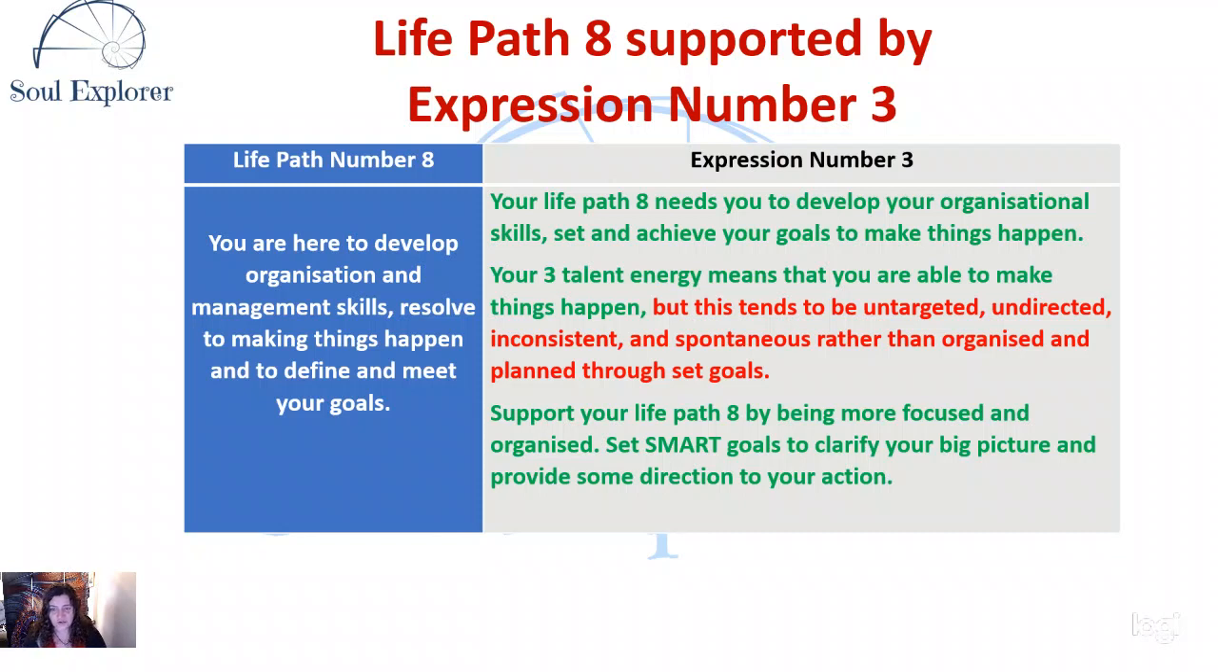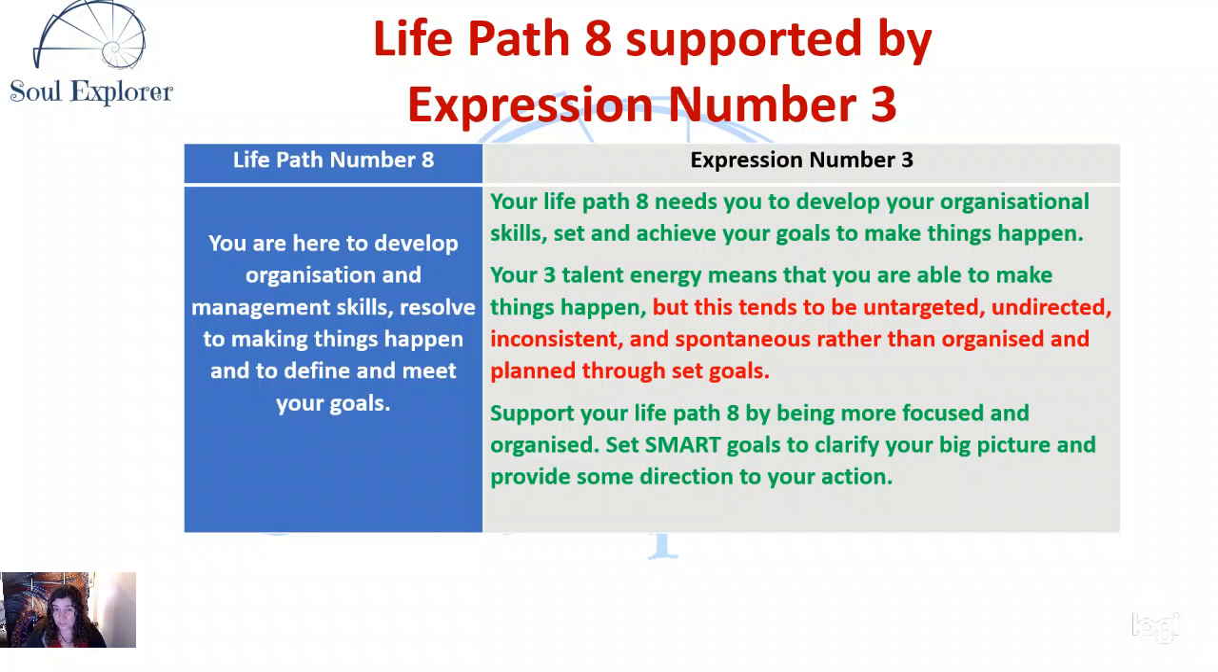because that's why you're a life path 8. So your life path 8 needs you to develop your organizational skills, set and achieve your goals, make things happen in the world. Your 3 talent energy means that you're able to make things happen. But this tends to be untargeted, undirected, inconsistent and spontaneous, rather than organized and planned through set goals. So you could struggle here with your organization skills, being able to set goals that are specific and then organize the workload. That could be something that you're going to have to work hard to achieve in this lifetime, is to have those organization skills and set goals and make things happen in a very organized and orderly way that you need in order to do that.